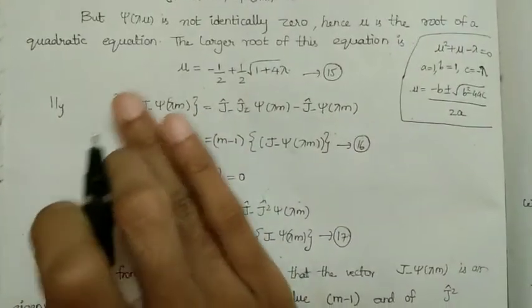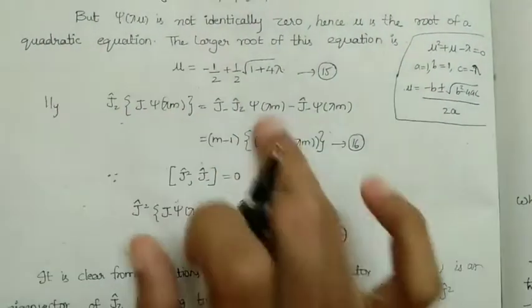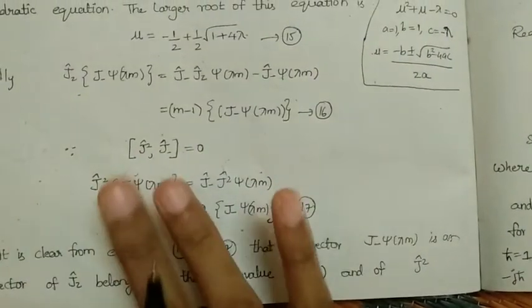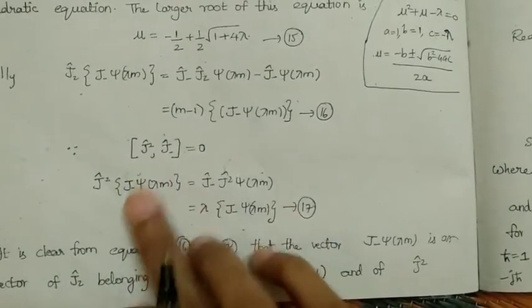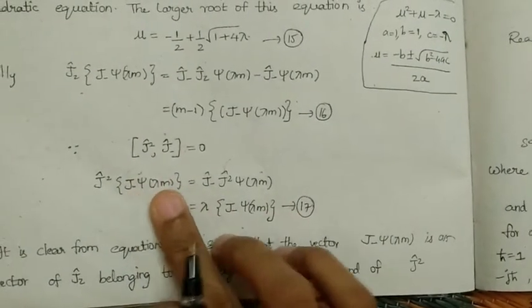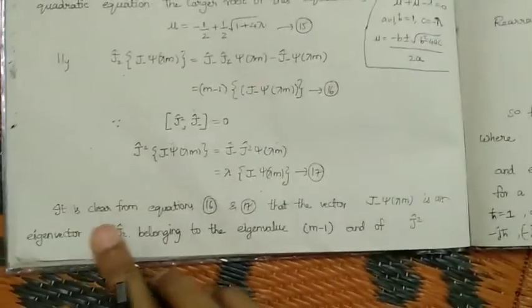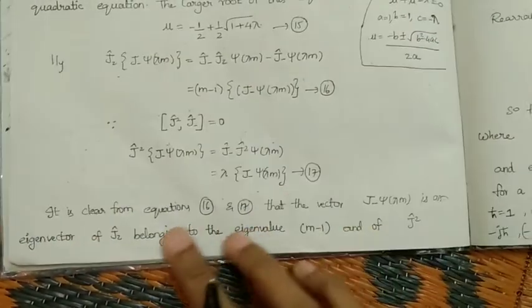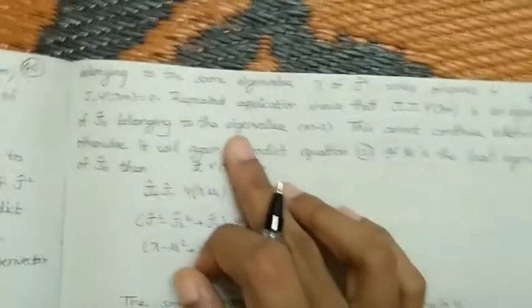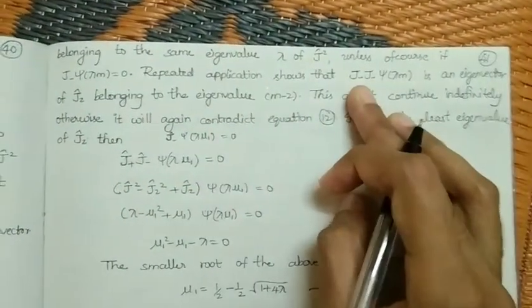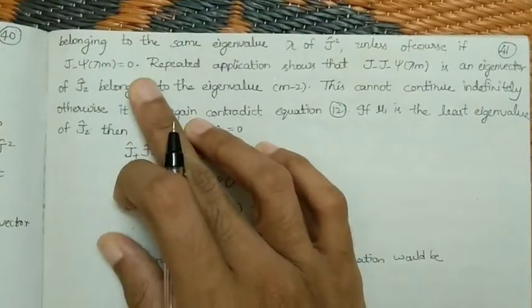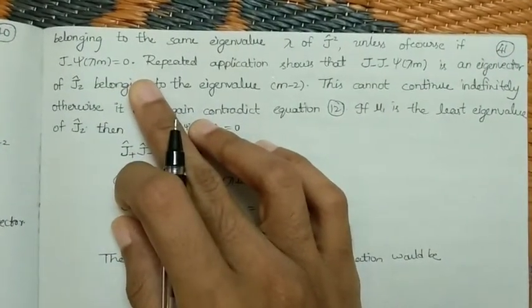Jz operator's eigenfunction is this with eigenvalue m minus 1, and J square's eigenfunction is this. This is also an eigenfunction of J square, J minus into xi of lambda m, with its eigenvalue lambda. So it is clear from the equation that the eigenvector is an eigenvector of Jz belonging to eigenvalue m minus 1, and of J square belonging to the same eigenvalue lambda, unless of course J minus xi of lambda m equals 0.